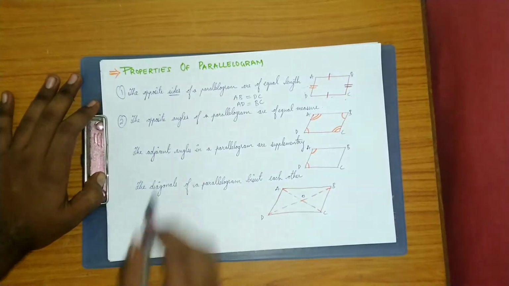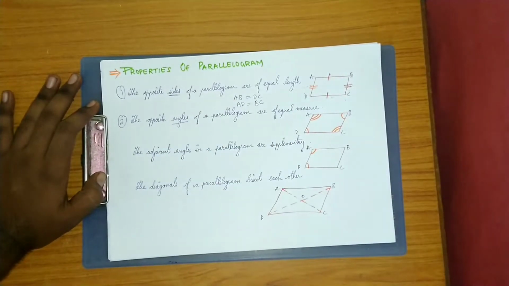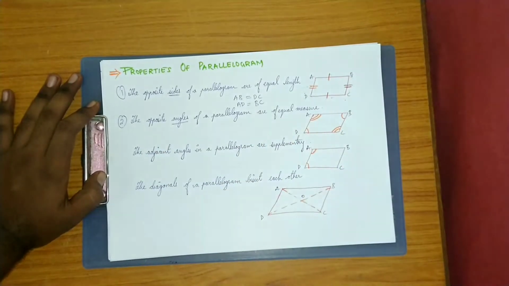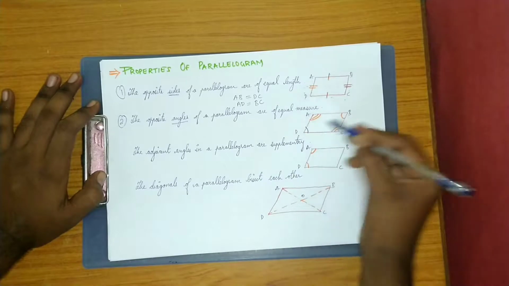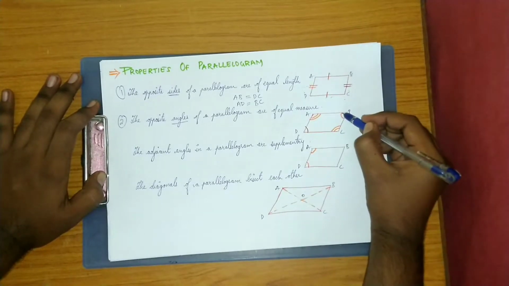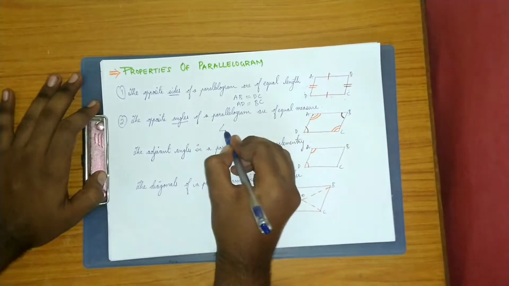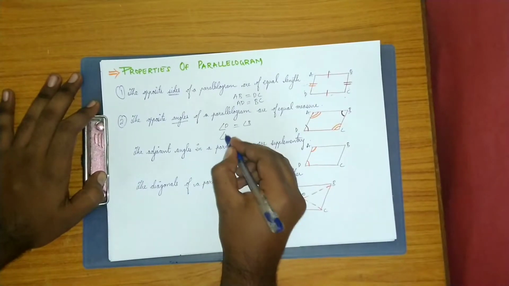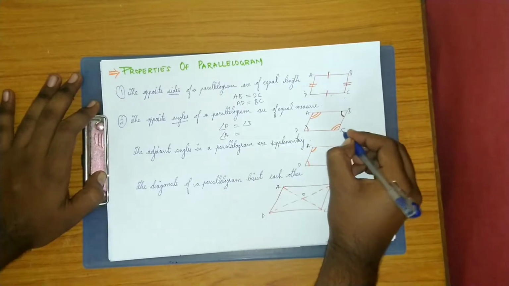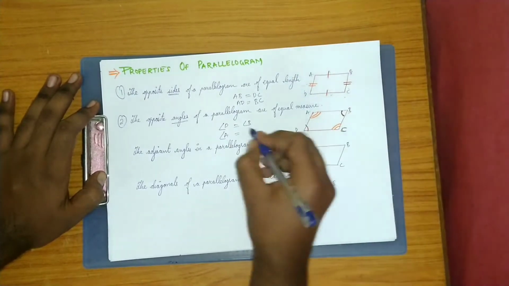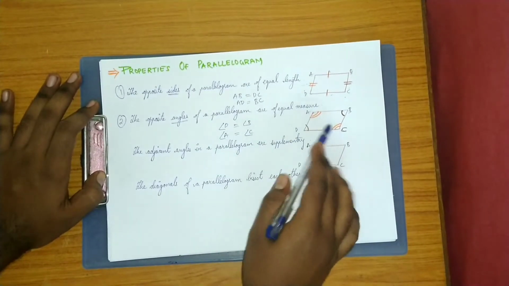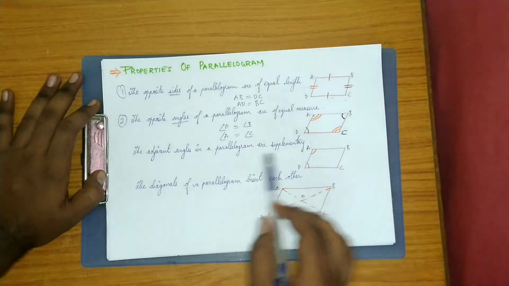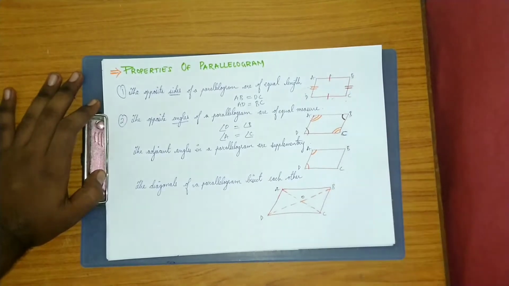That was sides, here it is angles. So opposite angles of a parallelogram are of equal measure. That means this angle will be equal to this angle. That means angle D will be equal to angle B, and the other opposite angle, angle A, will be equal to angle C. These two will be equal, and what about these two? That also will be equal. So this is the second property, that is, opposite angles are equal.